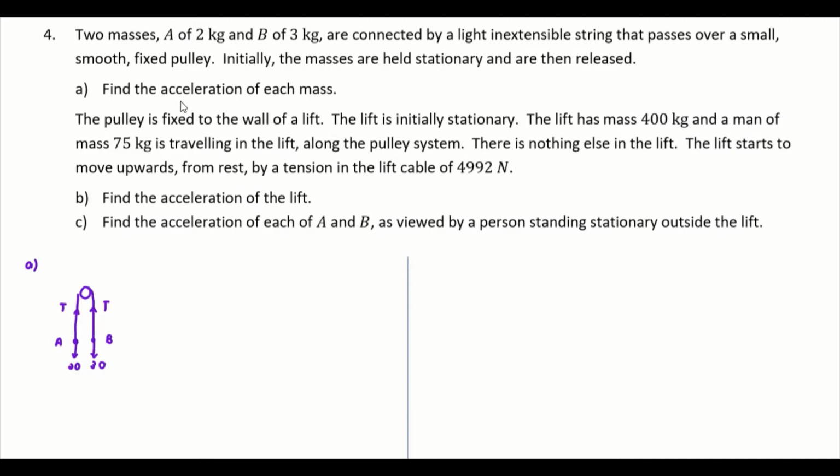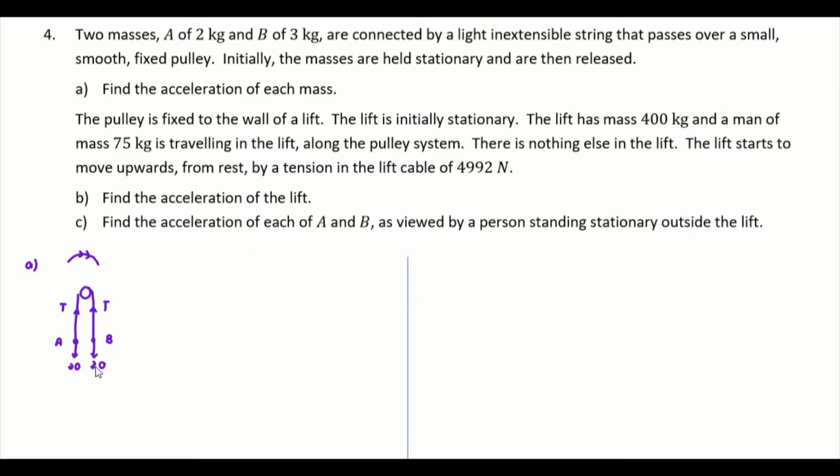Okay, then after that, the masses are held stationary and then released, right? So the question wants us to find out the acceleration. So you can see that the B here is having a larger force. So that's why we can see that the particle is going to move in this direction. Since the question only wants us to find the acceleration, we can use a combined system to help us solve this. Or if you want to use simultaneous equations also can.